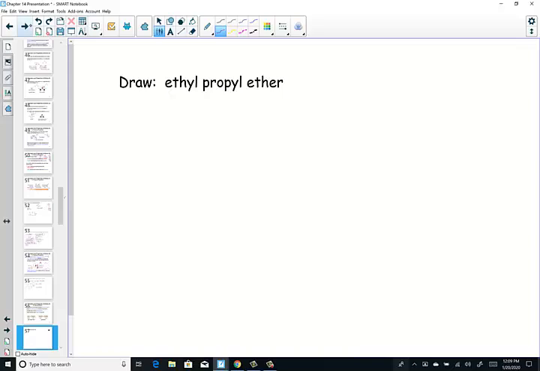Let's draw ethyl propyl ether. So here is a 2-carbon chain. Propyl represents a 3-carbon chain, and they're going to have an ether linkage, which is an oxygen. So the oxygen in the center on one side leads out to a 2-carbon chain. On the other side leads out to a 3-carbon chain. Here's the oxygen, leads out to a 2-carbon chain, leads out to a 3-carbon chain. There's the ethyl, here's the propyl. And the oxygen is a bent molecular geometry.